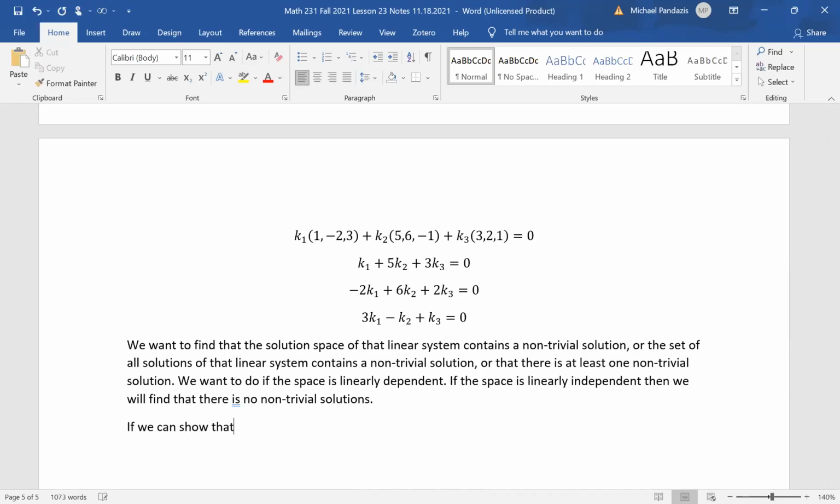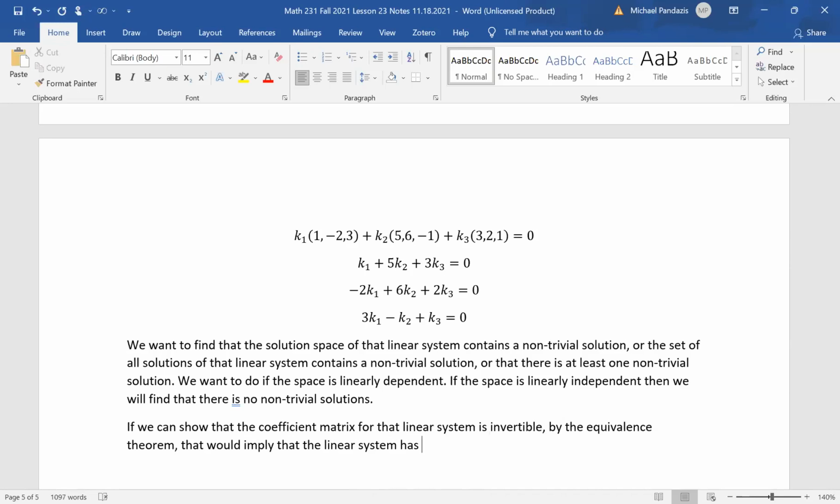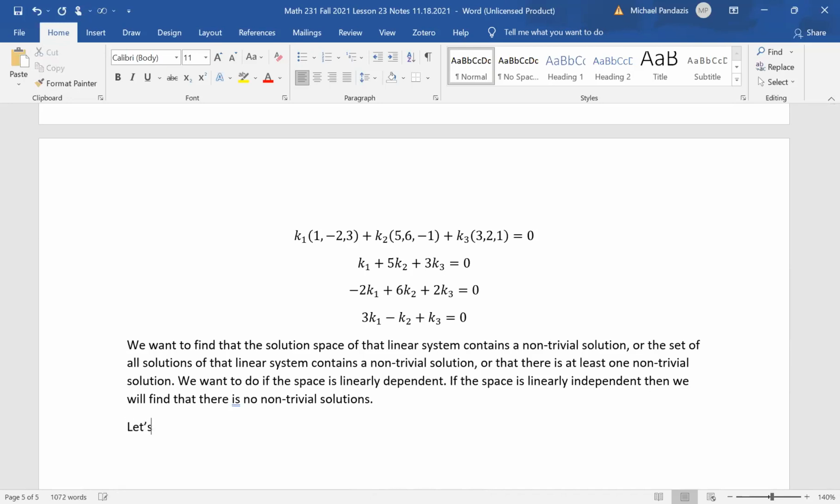If we can show that the coefficient matrix for that linear system is invertible, by the equivalence theorem that would imply that the linear system has... Oh wait, okay, never mind. Let's try to find the solutions.